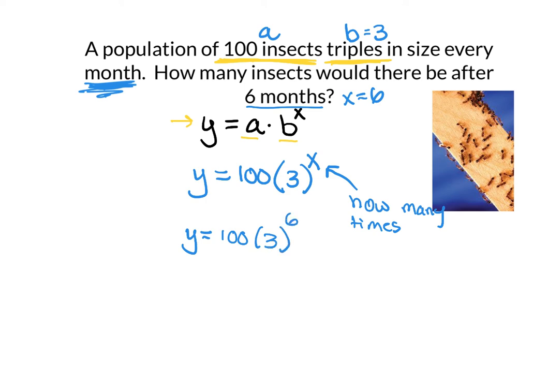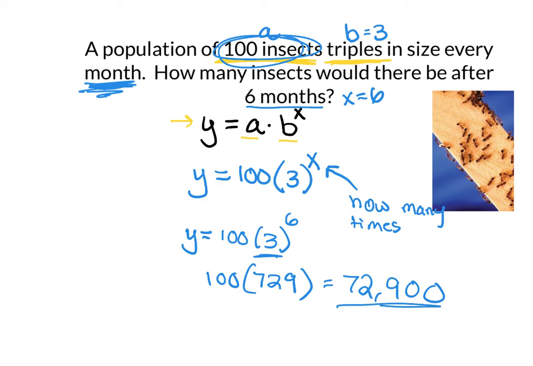Order of operations, do your exponent first. 3 to the power of 6 is 729. And we have to multiply that by 100, which equals 72,900. So if it has this growth rate, 100 insects will turn into over 72,000 in only 6 months.